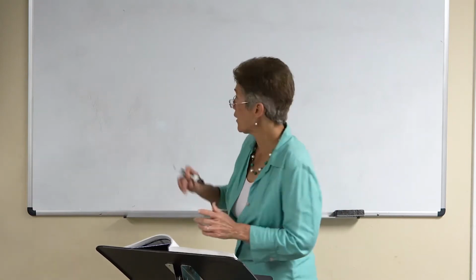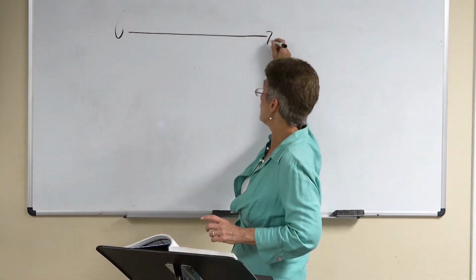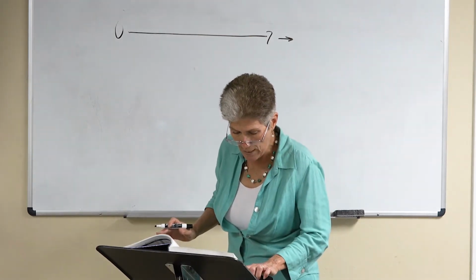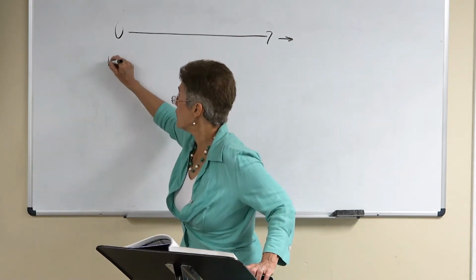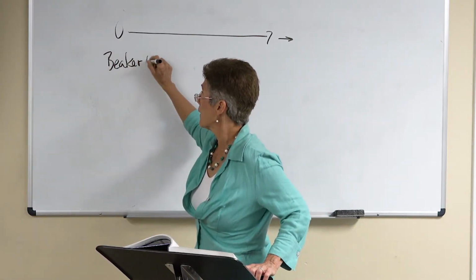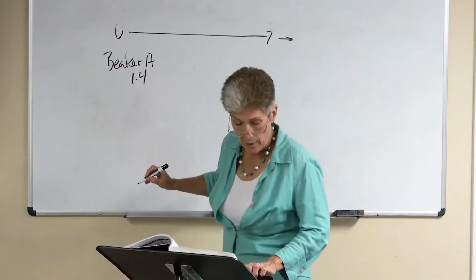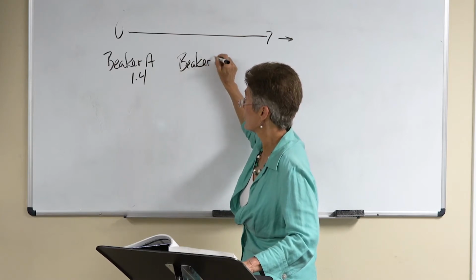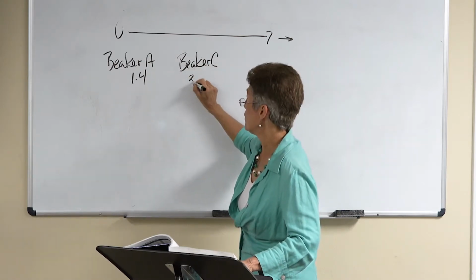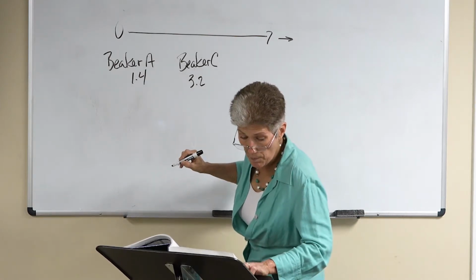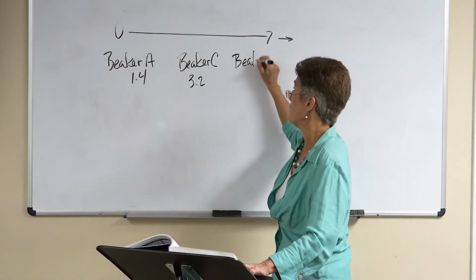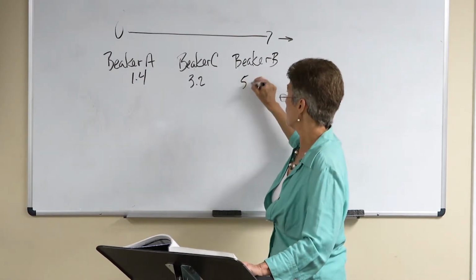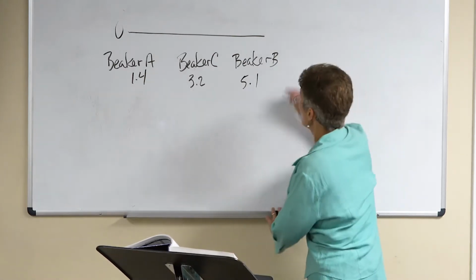All right, well, we are strictly looking at acids here, so we're going to go from 0 to 7. I know it continues on to 14, but we're dealing with acids. And we see in the first beaker it's 1.4. So beaker A is 1.4. Beaker C is 3.2, and beaker B, I'm just putting them in order of their pH, is 5.1. So I know 7's got to be out here a little further, doesn't it?